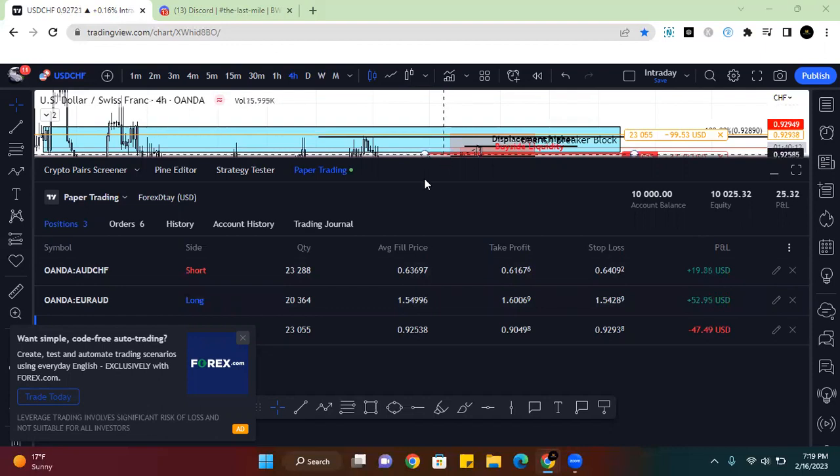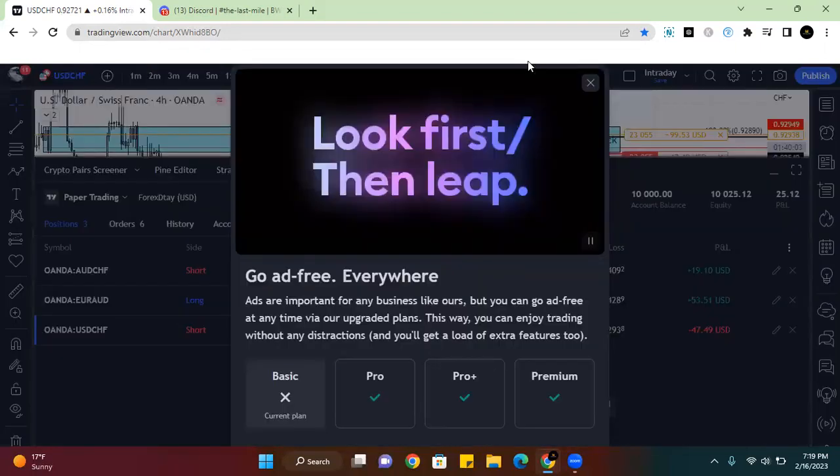Exactly. A breaker block is also a bearish order block. A bearish breaker block is also a bearish order block. A bullish breaker block is also a bullish order block. And you have more confluence, especially if you have other bullish footprints like a fair value gap and things like that, displacement.